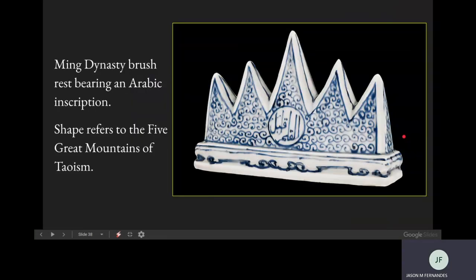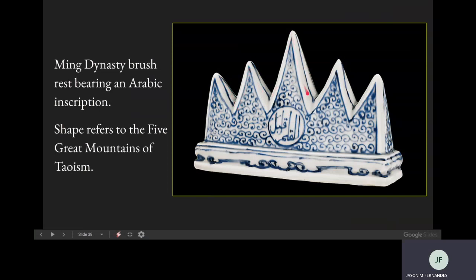Again, one more example of some East Asian, some Chinese porcelain for the global market. Here you have a really interesting syncretic piece. It's a Ming Dynasty era brush holder, brush rest. Okay? You can see the Arabic inscription on it, right? And this is for the foreign market. However, it is also in the shape of traditional Chinese characteristics.